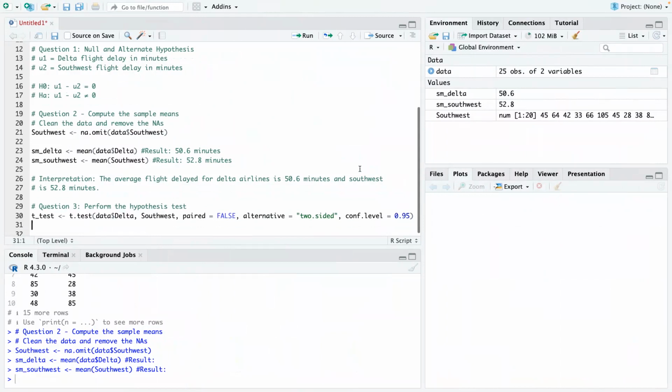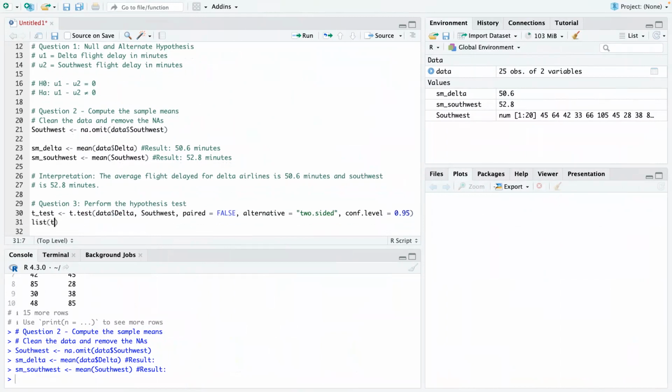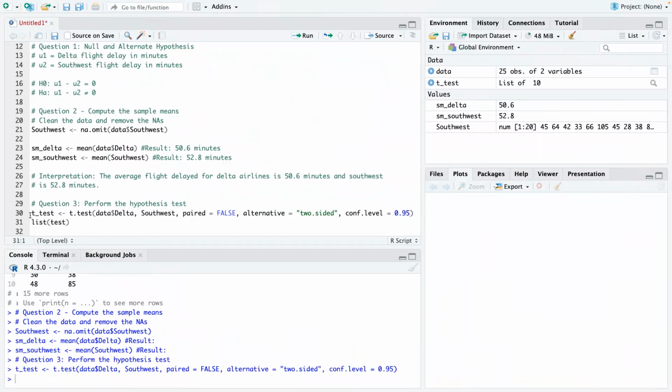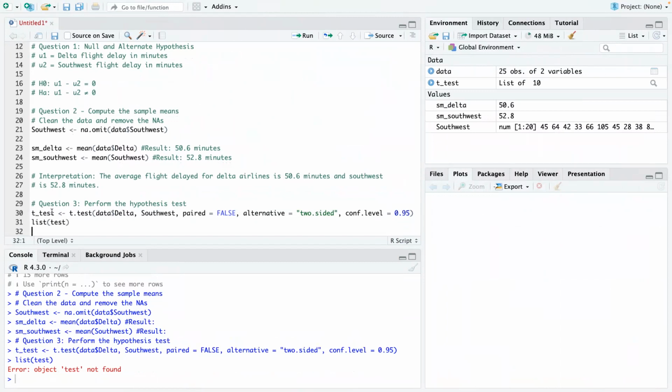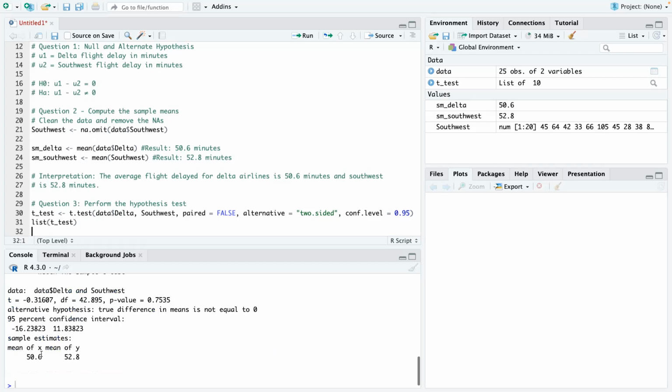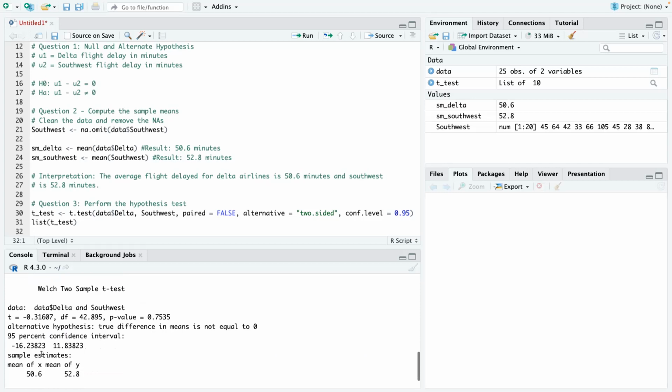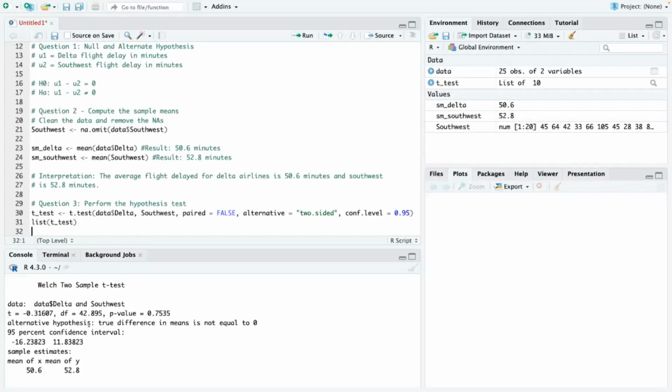And then finally, you just want to say list bracket t-test in order to give you the output of the results. So let's run line 30. Oh, sorry. List bracket t-test. My bad. All right, so you can see the output there, the Welch two sample t-test. And you can see our first sample is Delta and our second one is Southwest.